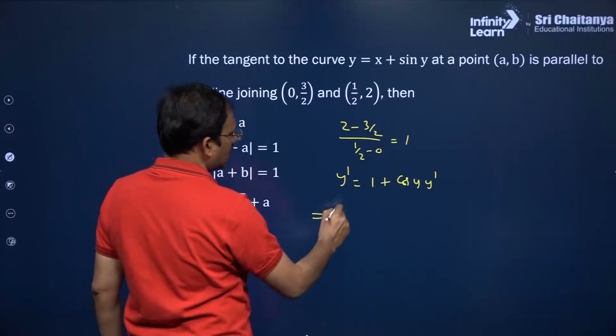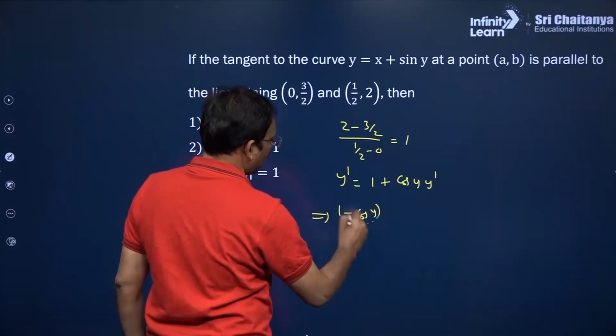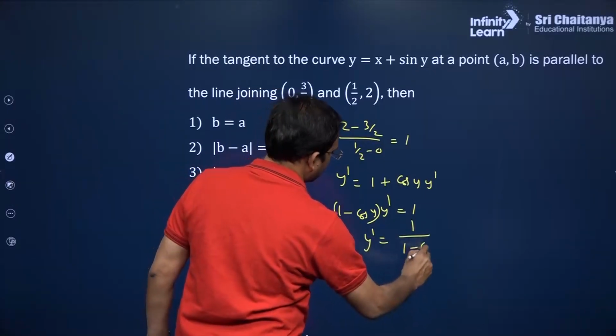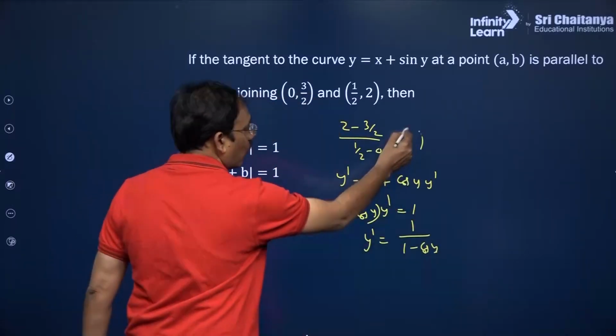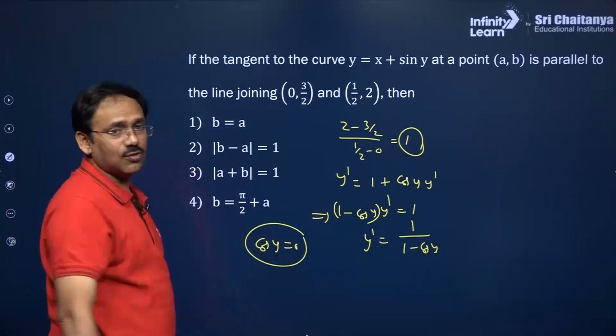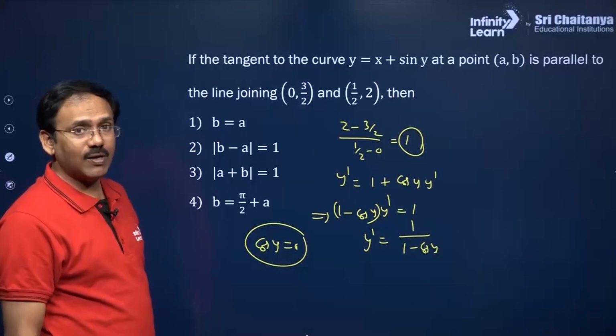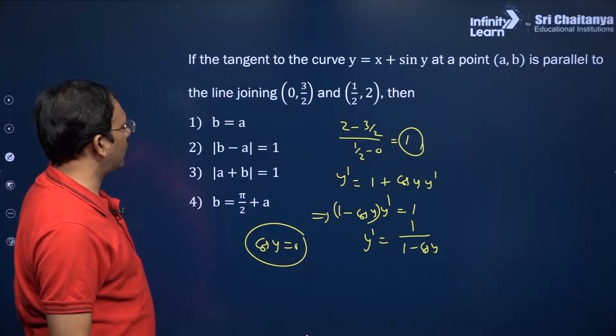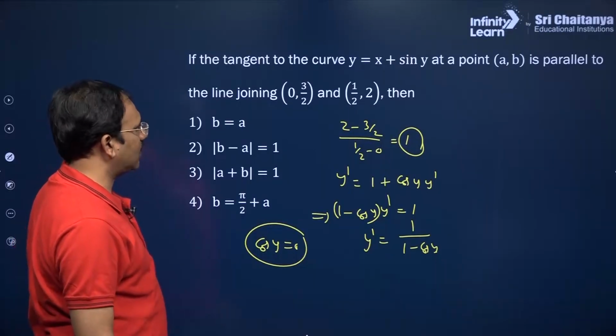So my dear friends, 1 minus cos y into y dash is equal to 1, so y dash is equal to 1 by 1 minus cos y. Friend, this should be 1 in the sense cos y is 0. Whenever cos y is 0, that means y must be an odd multiple of pi by 2.